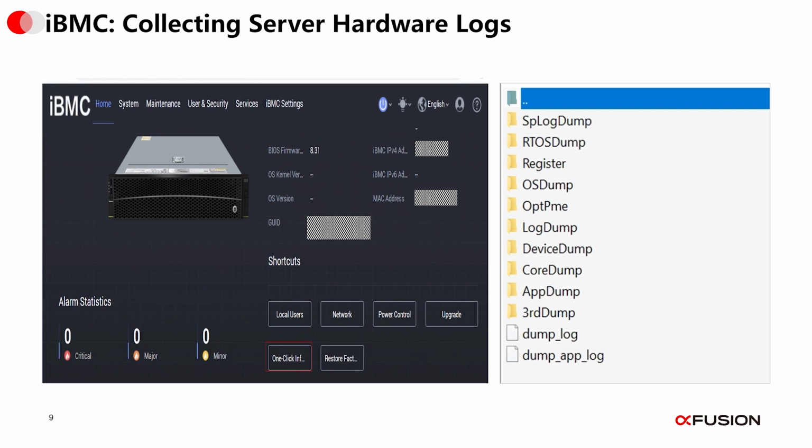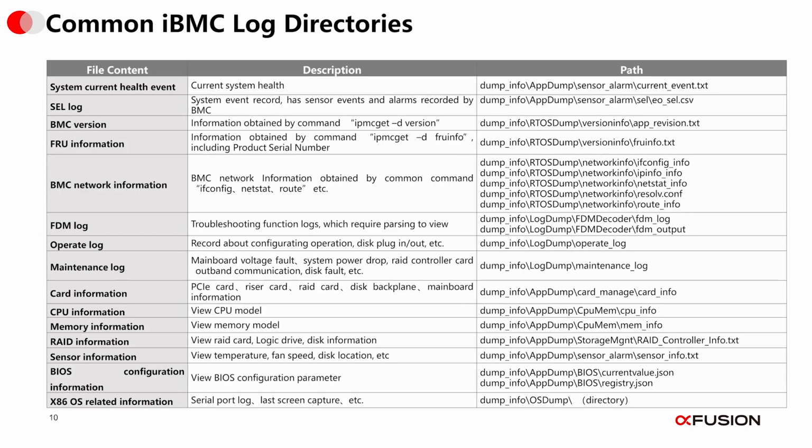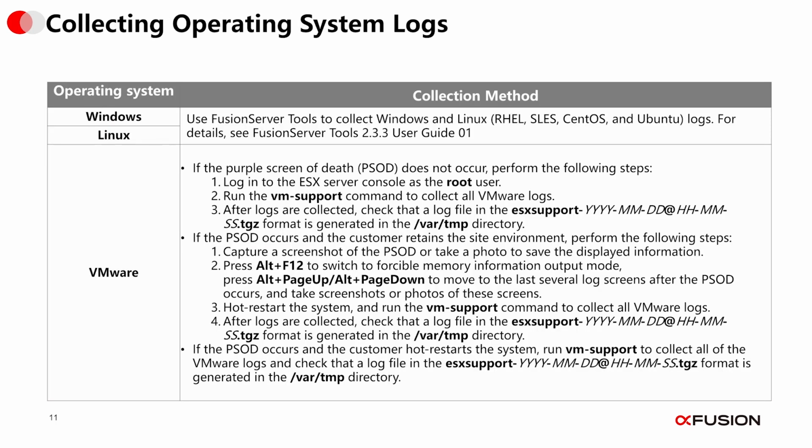The picture on the right side shows the directory and files of hardware logs. This form shows us the detailed description and path of each file content. For example, from the maintenance log, we can check mainboard voltage fault, system power drop, RAID controller card out-of-band communication, disk fault, etc. Next, those are the methods of collecting logs for different operating systems.